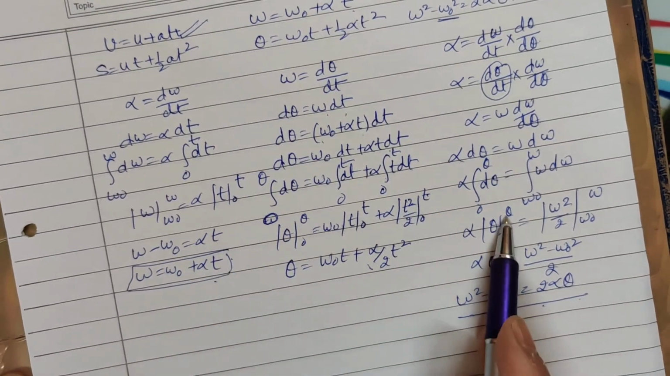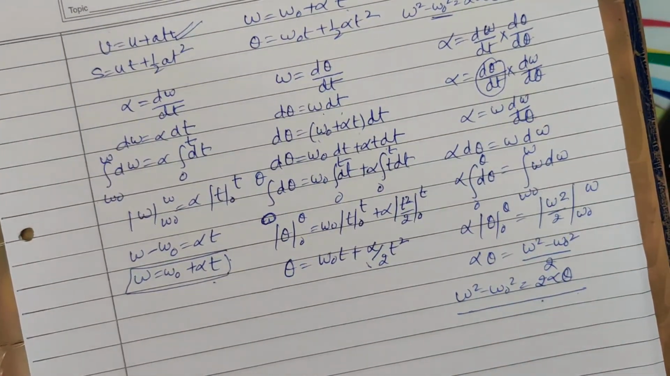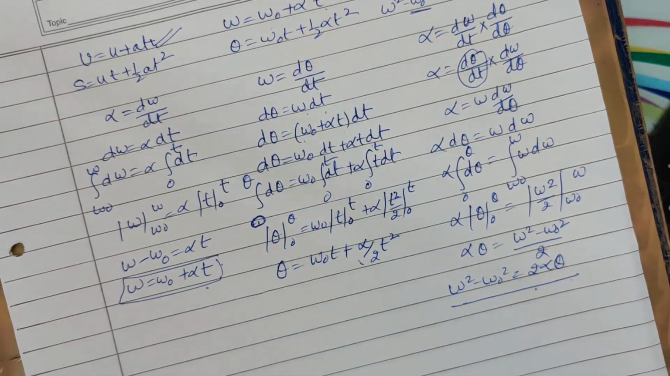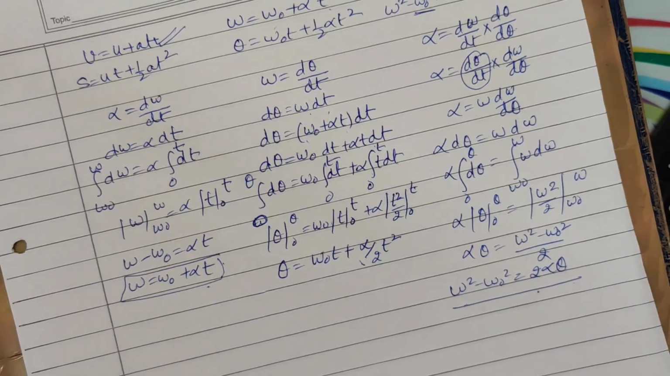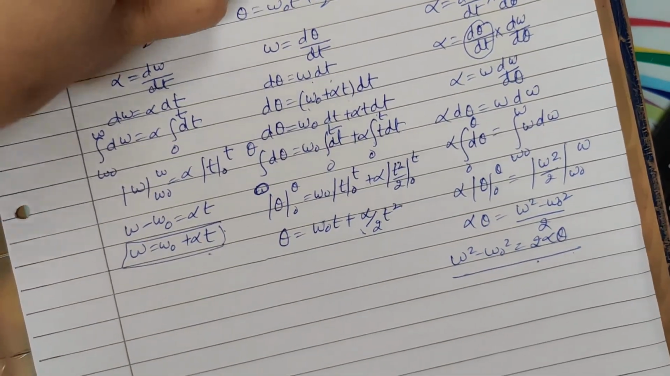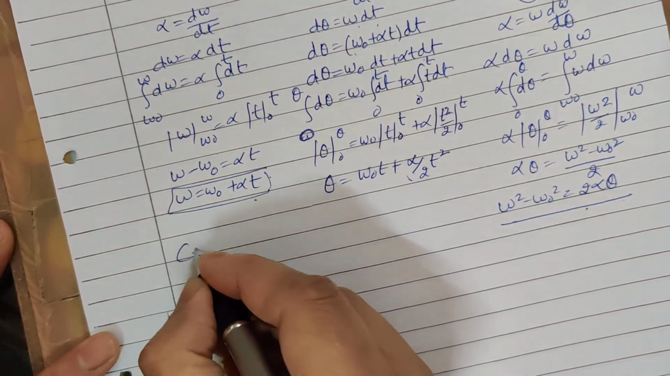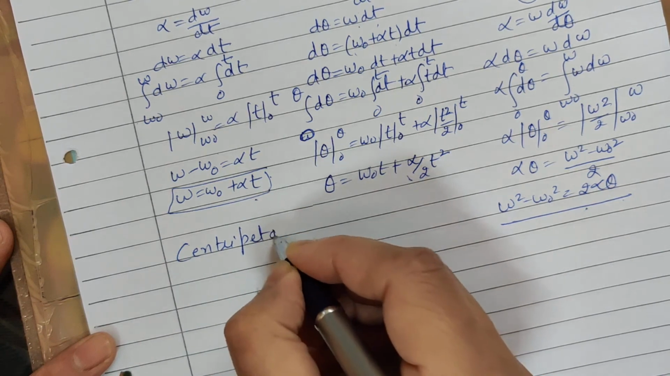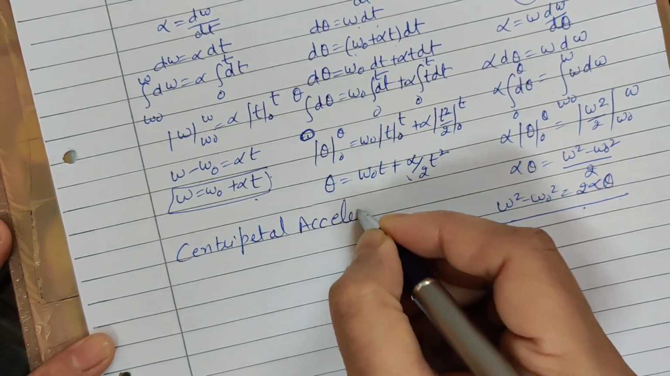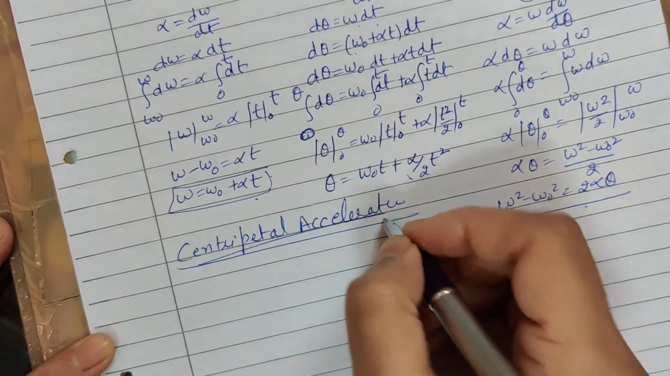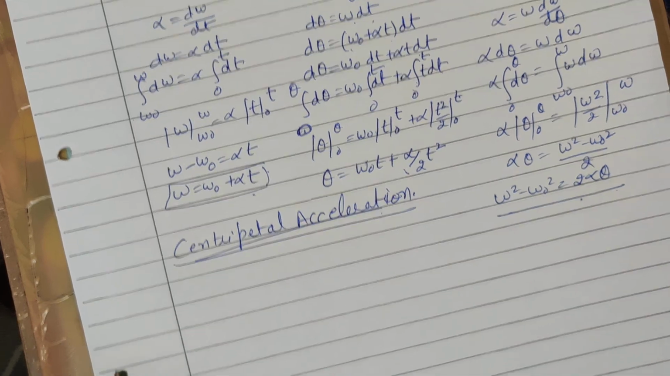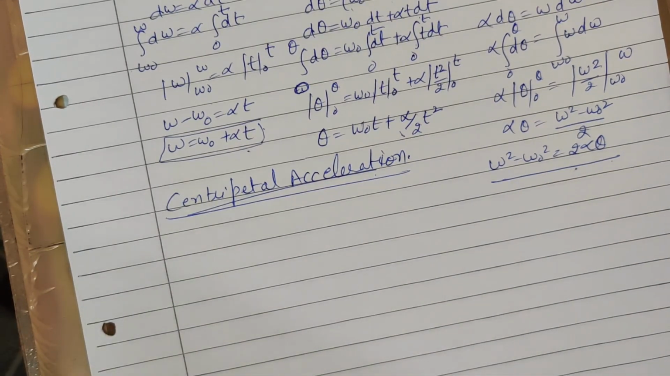So these are the equations for circular motion, where we use different terms: omega is the angular velocity, theta is the angular displacement, and alpha is the angular acceleration. Now we have centripetal acceleration. How do we derive this equation for centripetal acceleration, also called the radial acceleration, which always acts along the radius towards the center in uniform circular motion?